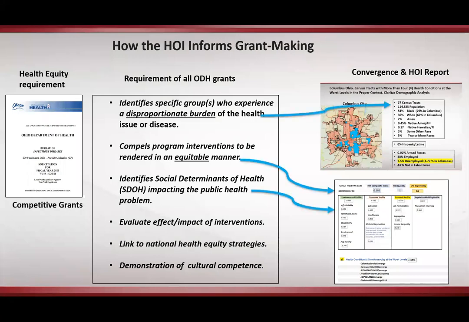Based on the Health Opportunity Index, when we compel our local partners to say what specific groups have a disproportionate burden of disease, the Health Opportunity Index helps. When we say we want program interventions to be rendered in an equitable manner, a lot of times we have programs that say we want to reach the most people we can. Well, you don't give the same thing to every community, because all communities are not similarly situated. Now we have a tool that allows us to focus where we should be doing particular interventions. We also compel our sub-grantees to identify social determinants of health that are impacting the public health problem. Now we have a tool where, for every census tract, we can determine which social determinant is really driving the poor health outcomes they see. And we believe that by partnering with those who can address those social determinants, we'll have better health outcomes.